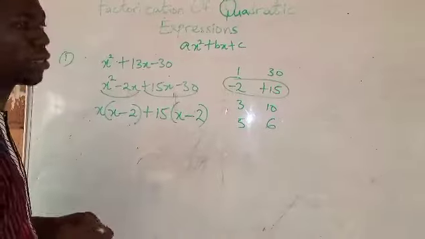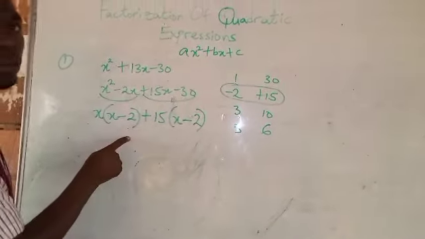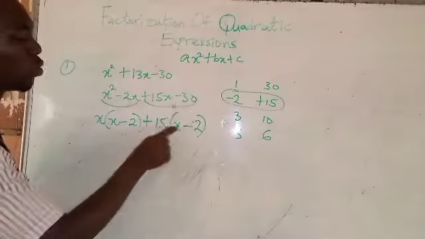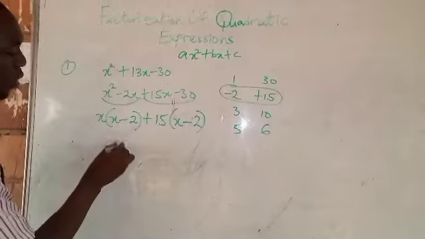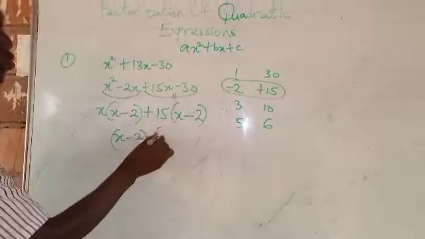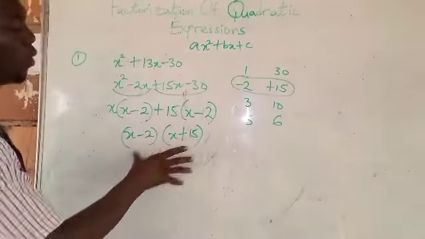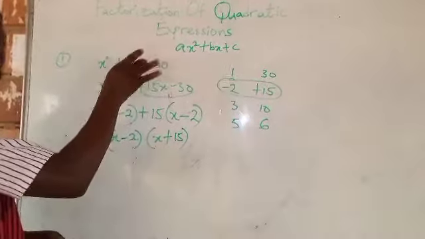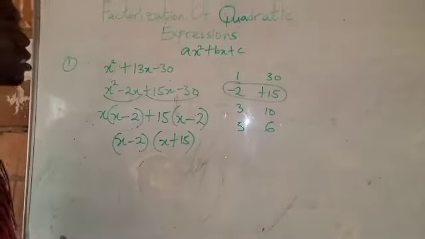And don't forget, these 2 terms or factors must be the same. Whatever you have here is what you should have here. So I'm going to take 1 out of the 2, that is x minus 2. Then these ones outside also, we'll put them in a bracket. So with this now, we have factorized this expression. So this is how to factorize a quadratic expression.